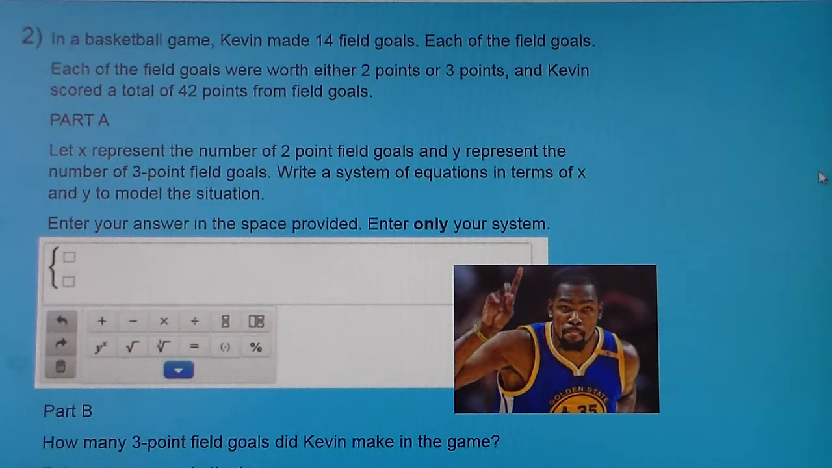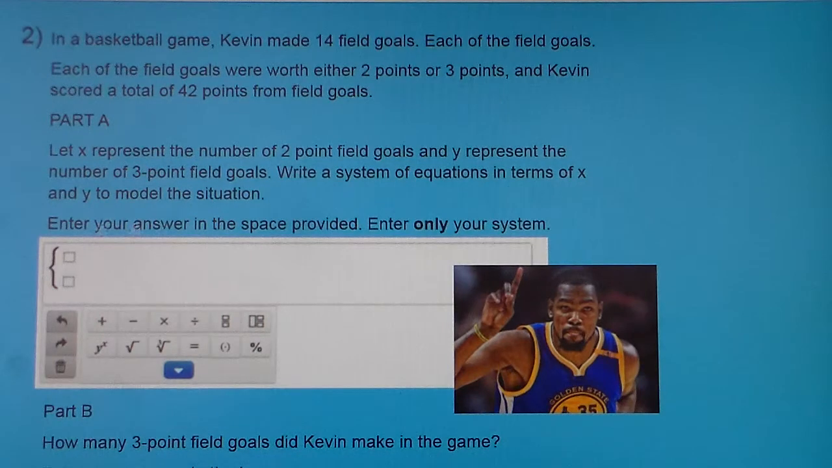So, problem number 2 says, in a basketball game, Kevin made 14 field goals. Each of the field goals were worth either 2 points or 3 points. And Kevin scored a total of 42 points from field goals. Part A. Let X represent the number of 2-point field goals and Y represent the number of 3-point field goals. Write a system of equations in terms of X and Y to model the situation.